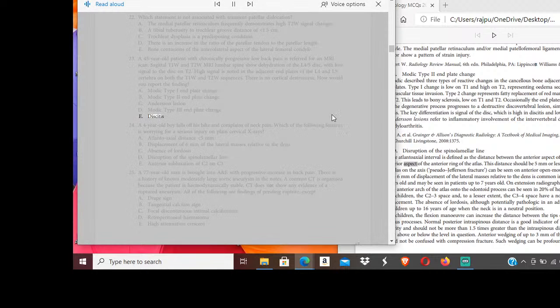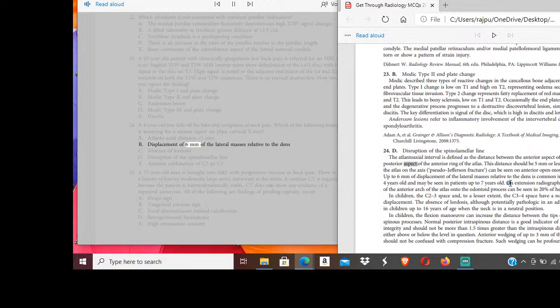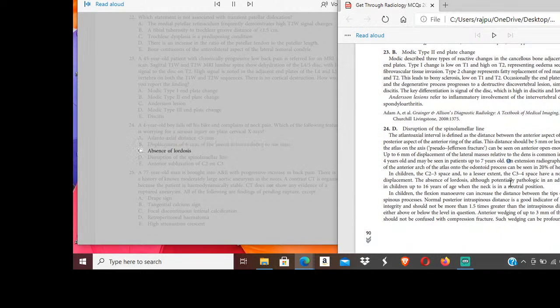Discitis. 24. A 4-year-old boy falls off his bike and complains of neck pain. Which of the following features is worrying for a serious injury on plain cervical X-rays? A. Atlantoaxial distance, 5 mm. B. Displacement of 6 mm of the lateral masses relative to the dens. C. Absence of lordosis. D. Disruption of the spinolaminar line.